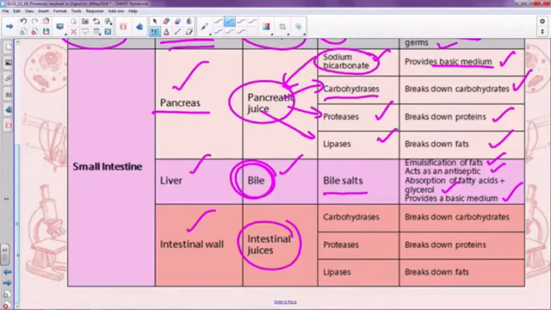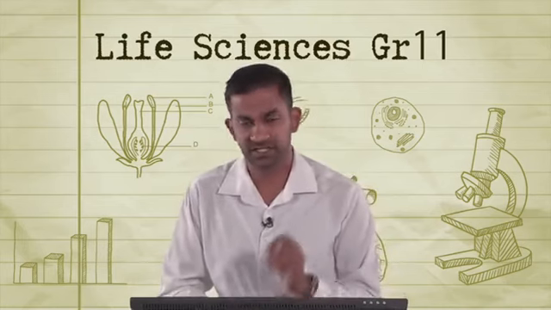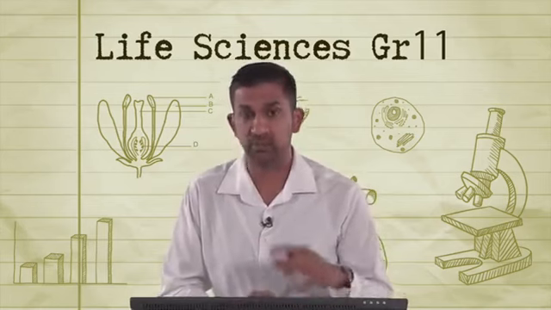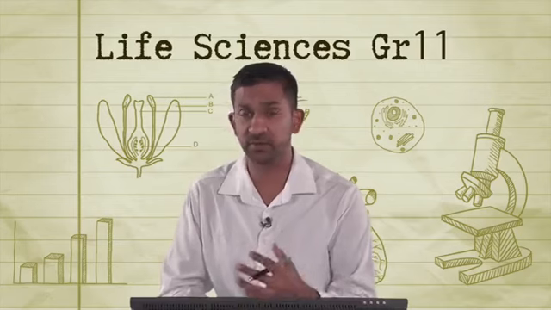The last part is obviously the intestinal walls, and these produce the three groups: your carbohydrases, your proteases, and your lipases. And again, your carbohydrases will break down your carbohydrates, proteases your proteins, your lipases break down your fats. So guys, we've looked at the overview of human nutrition and the processes involved in nutrition. Specifically, we looked at the enzymes and where they are produced, what their functions are, and what they break down in terms of how they work.